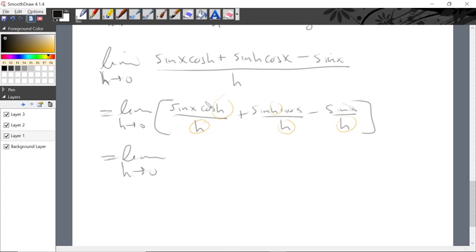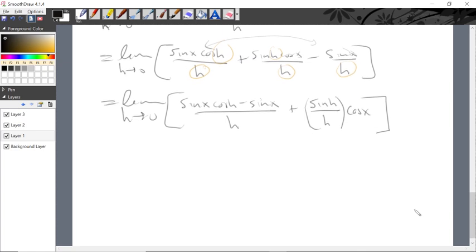Here's what's going to work. We can combine the first term and the last term together to get the sine of x times the cosine of h minus the sine of x, over h. Then for this term, I'm going to take the sine of h over h, that's the limit we're going to be looking at in a moment, times the cosine of x. The other limit can be found by factoring out the sine of x from this numerator. That leaves us with the cosine of h minus 1 over h.